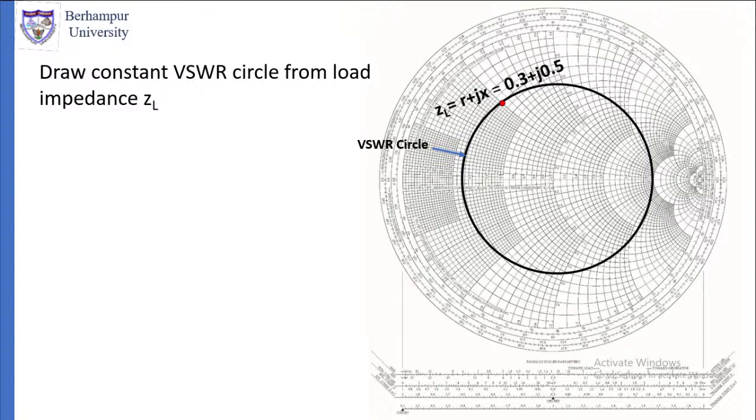So draw that circle, that is the constant VSWR circle. You can do that if you have pencil and compass ready with you. Draw this circle. Let me give you 3-4 seconds. It will take only 5 to 10 seconds. Let us do it step by step so that it will be easier for you to understand how it is done.